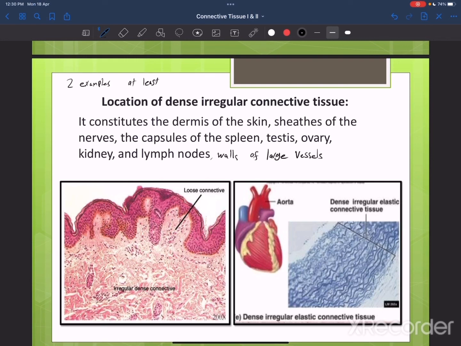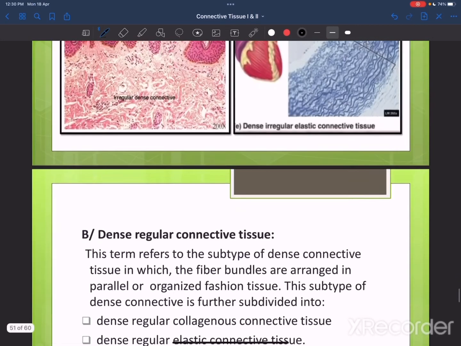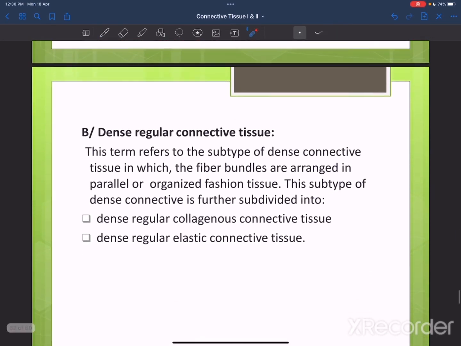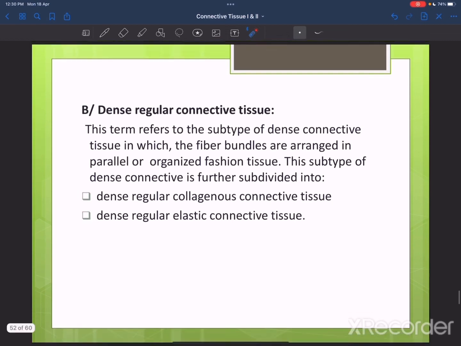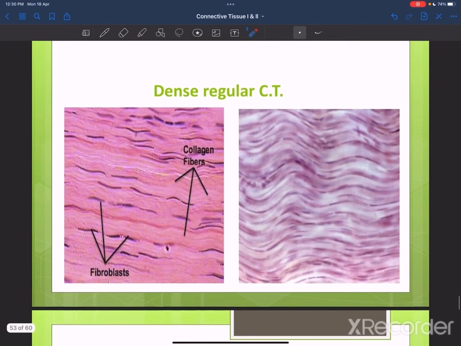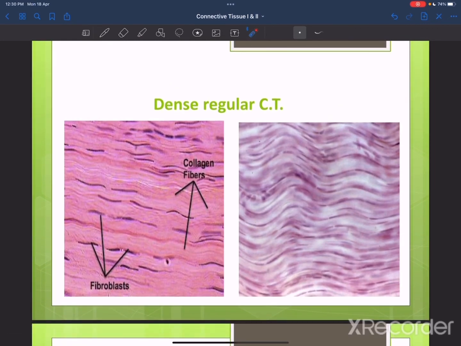Okay. Regarding the dense regular type, this term refers to the subtype of dense connective tissue in which the fiber bundles are arranged in parallel or organized pattern. This subtype of dense connective tissue is further subdivided into dense regular collagenous type and dense regular elastic type, according to the organ or the place of location and function.